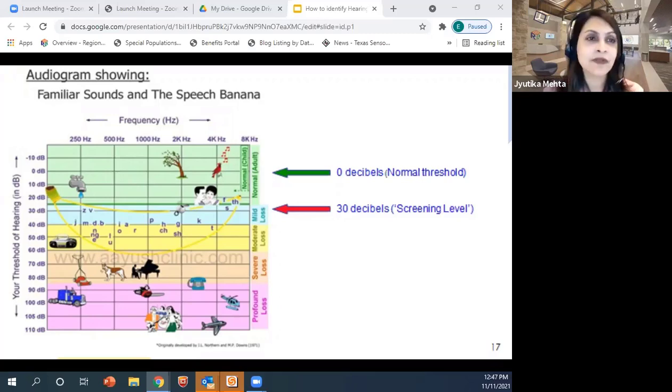I think it's important for the children we work with to understand their ability to perceive certain sounds, and potentially they can be advocates for themselves at some point. And we'll talk about the speech banana. There is a banana there with all those little letters in it. That is what we refer to as the speech banana.